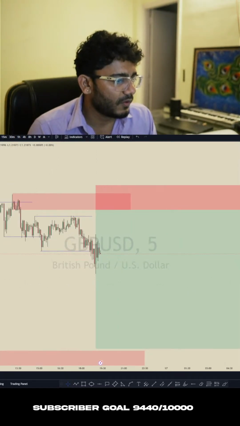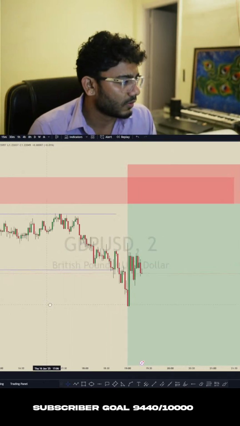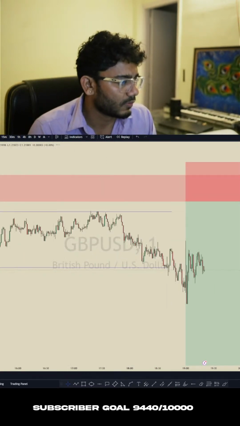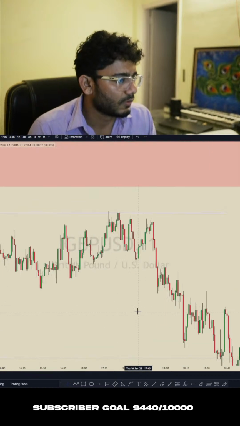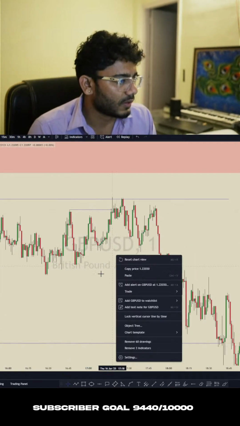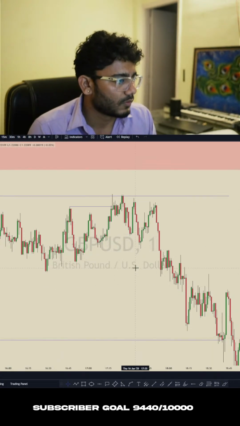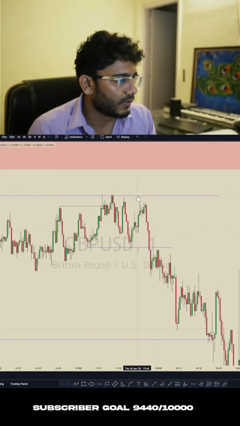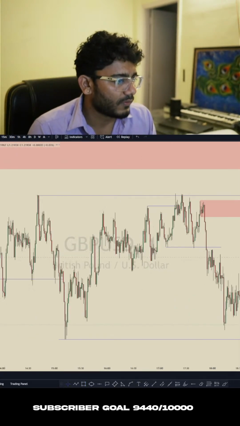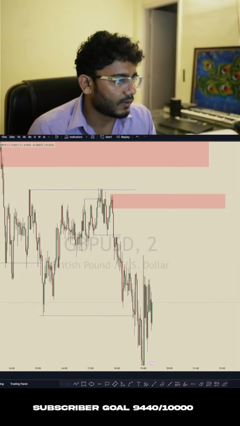On GBP, we also have this small order block on the 1 minute. Here, price has induced this high and broke the structure, and we have this clean structure break, and price never came here. So we can also look for entry here.